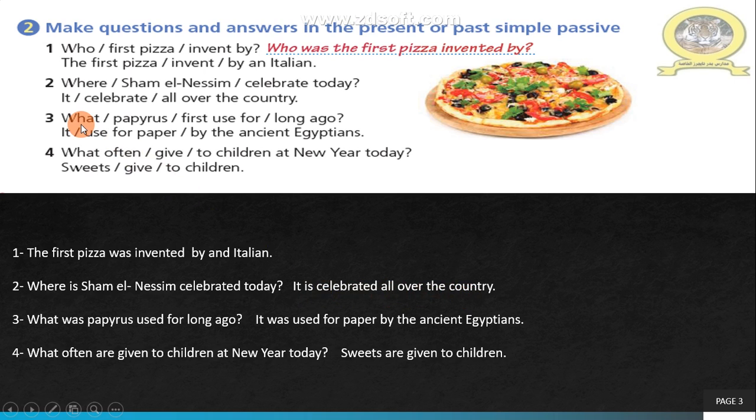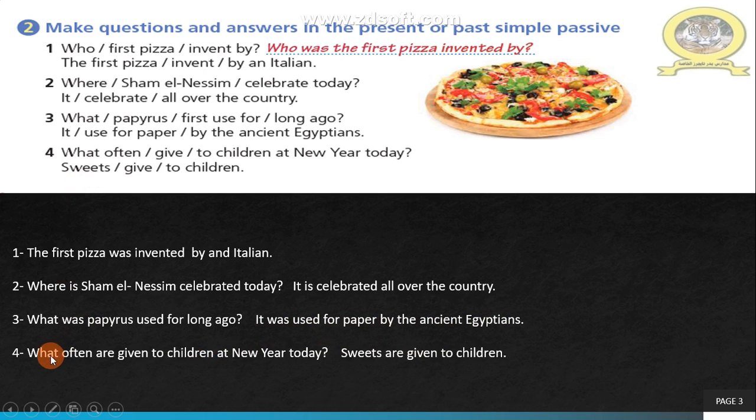Number 3, what was papyrus first used for long ago? It was used for paper by the ancient Egyptians.